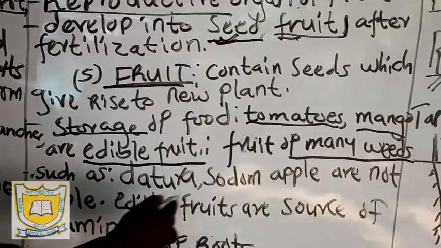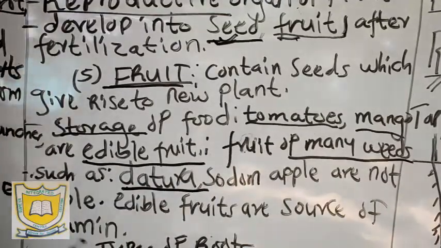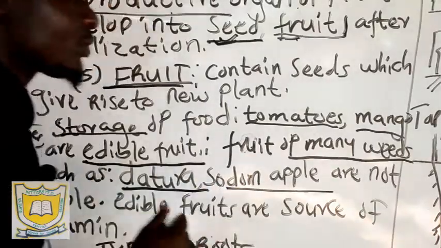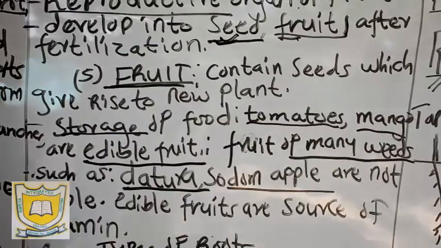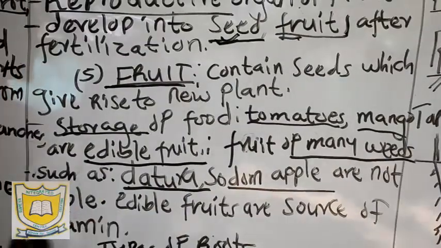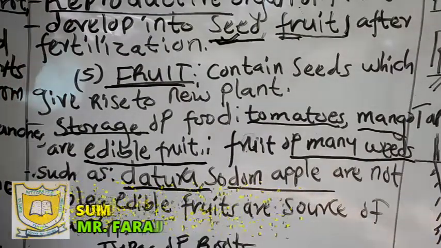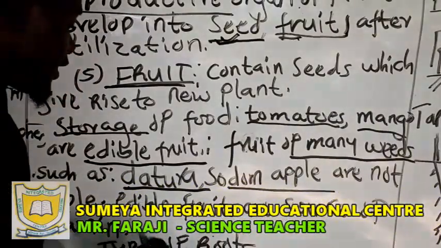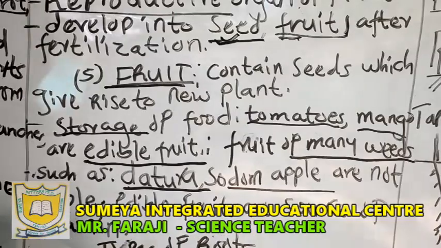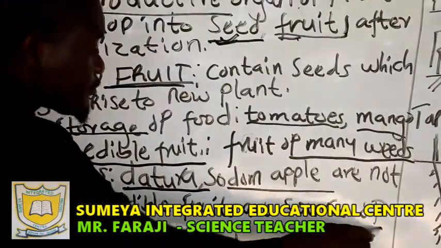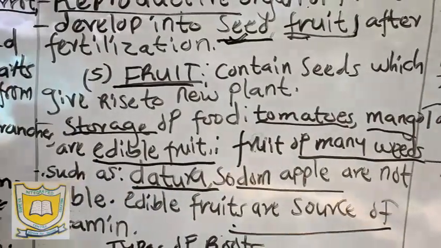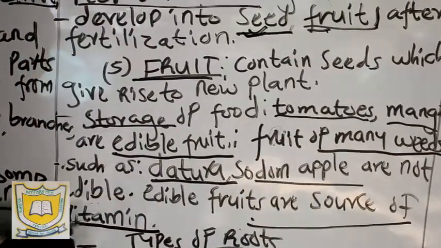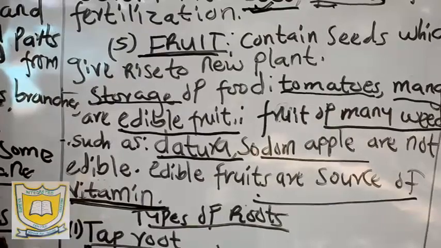For example, Datura, which we said is also known as the thorn apple. So the Datura and the Sodom apple produce fruits, but those fruits are not edible. They are poisonous. If you eat them, you may end up having stomach issues and also you may be sick. So we have edible fruits and also those that are not edible. We move to the main function of these fruits. We have those fruits that we eat. They are a source of vitamins.